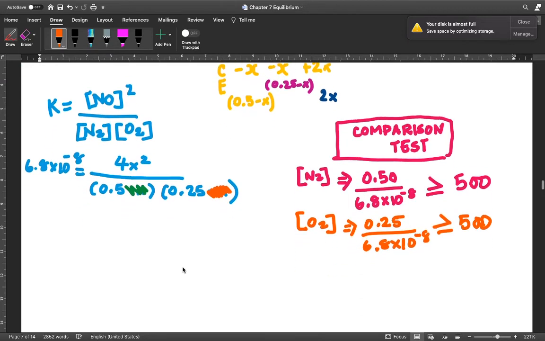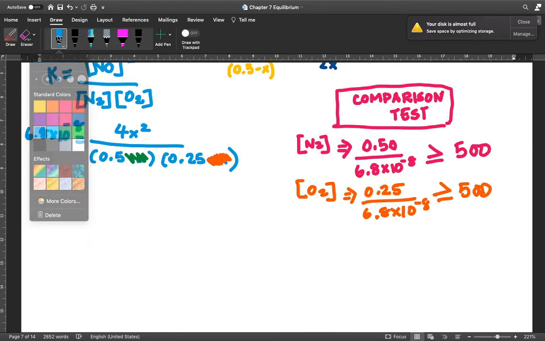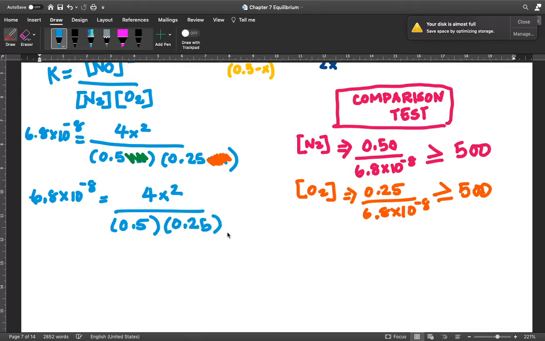So if I go along with my assumptions, I'm going to make my calculations based off of that, and let's see what the answer ends up being. So I have 6.8 times 10 to the power of negative 8 is equal to 4x squared times 0.5 times 0.25. Again, I got rid of that minus x for each of those concentrations only because when I did that test I saw that it was greater than 500. So if that works out, you should go for it because it'll save you so much time on your assessment.